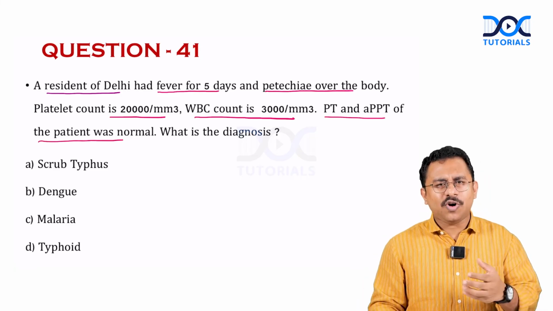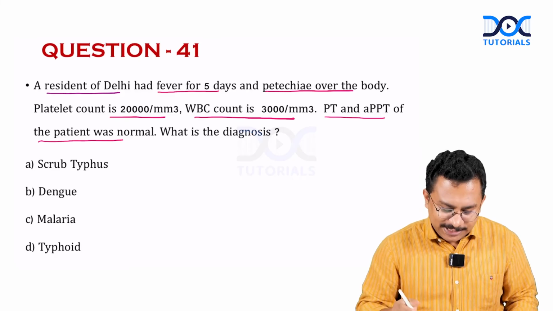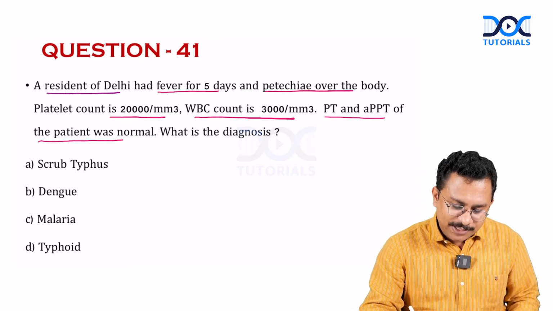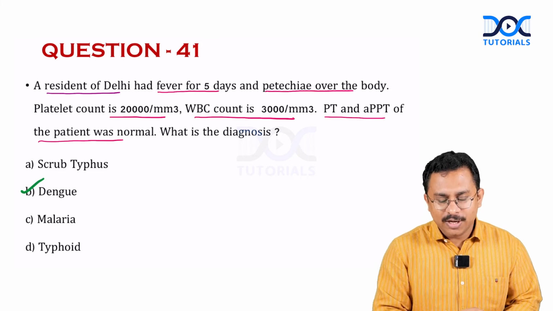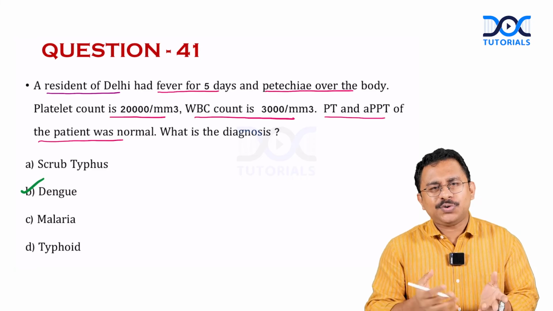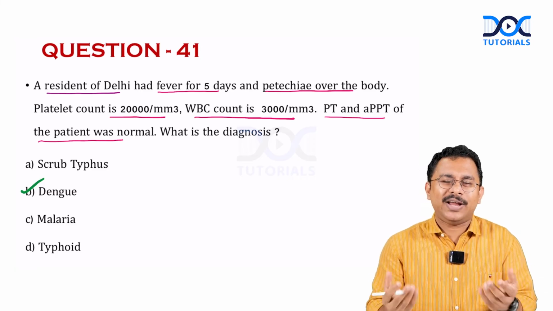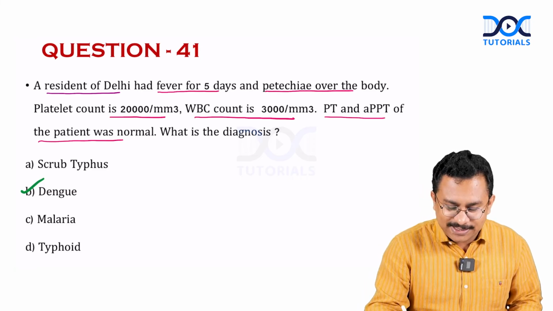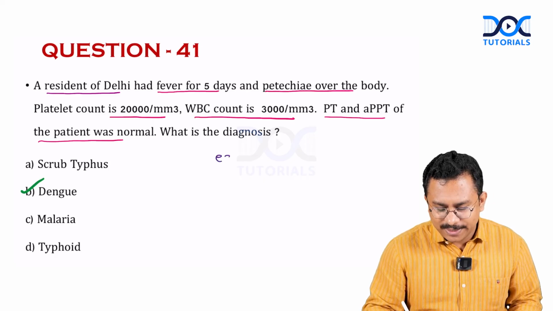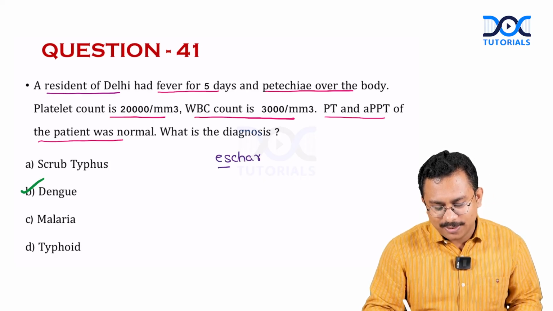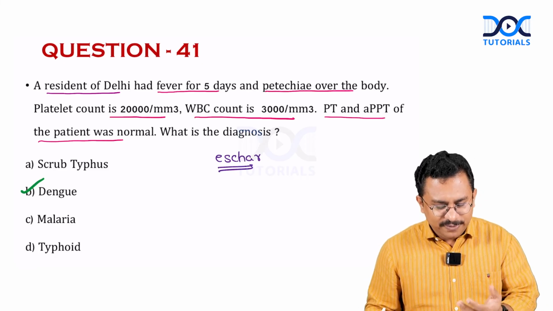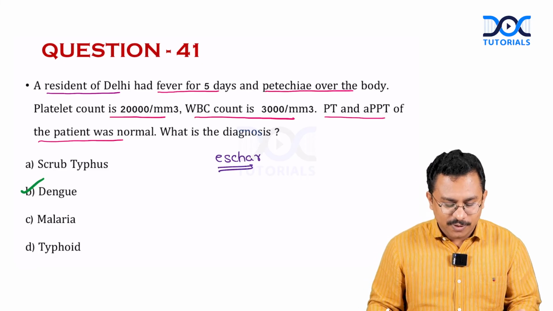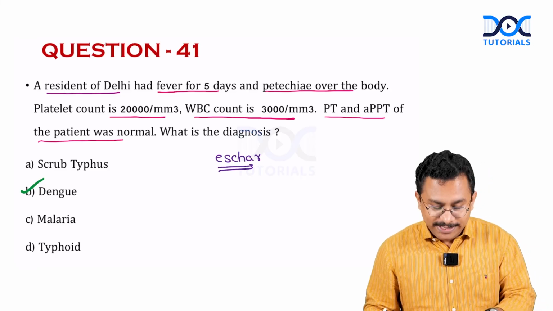So what is the most common condition that is going to produce this? Dengue can produce this. If you ask me, sir, why not scrub? Scrub also can produce fever and a thrombocytopenia. See, the point here is, if scrub was the answer, they would usually have given some point like an eschar. An eschar would tell you that this might be a case of scrub, but nothing like that was mentioned. No other feature suggestive of malaria or typhoid either. So the best answer here is dengue fever.